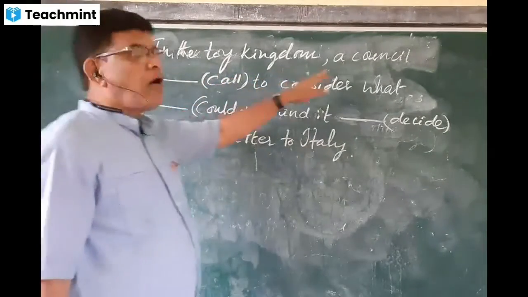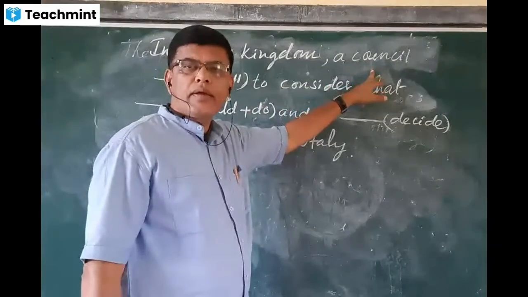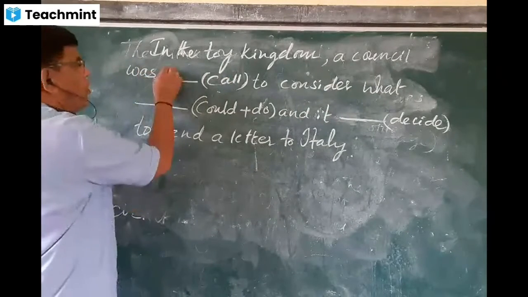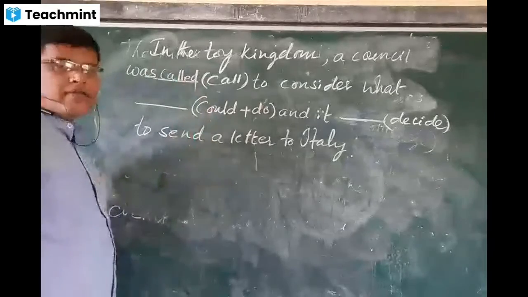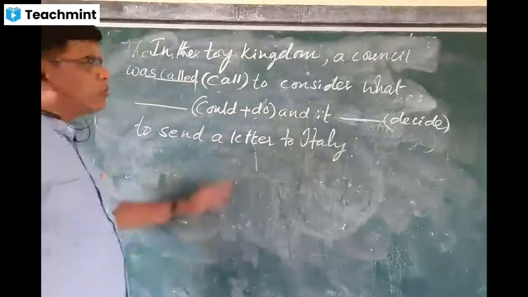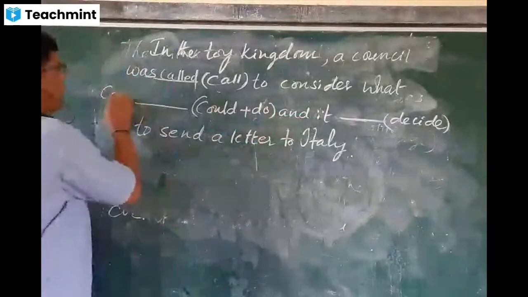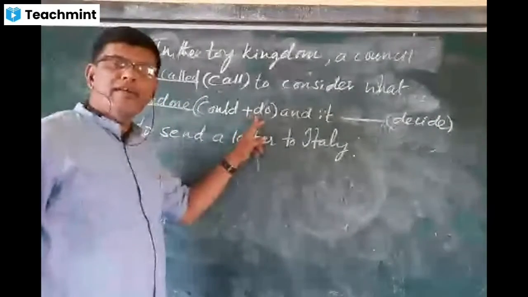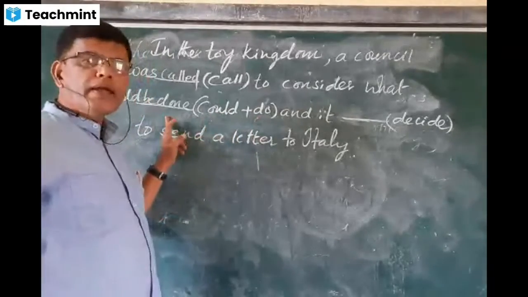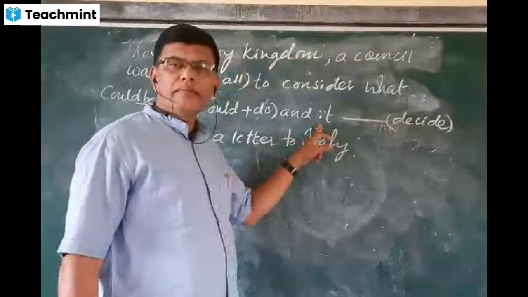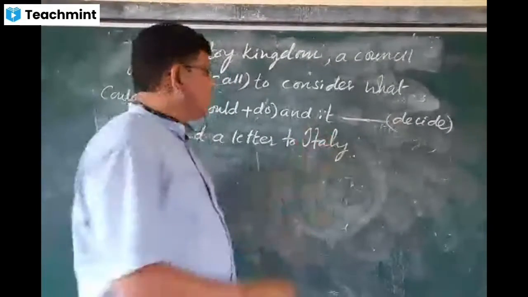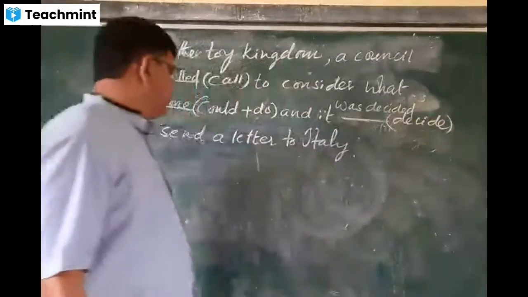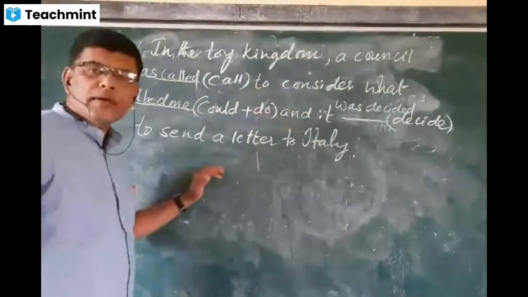In the toy kingdom, a council, singular or plural? Singular, sir. Then was or were? Was called. Yes, very good. Was called to consider. What? Could be done. The passive form of could do is could be done. What could be done? And it, singular or plural? Singular, sir. It was decided. It was decided to send a letter to Italy.